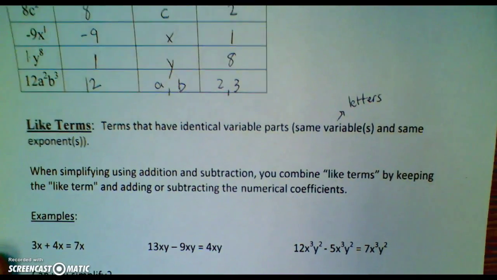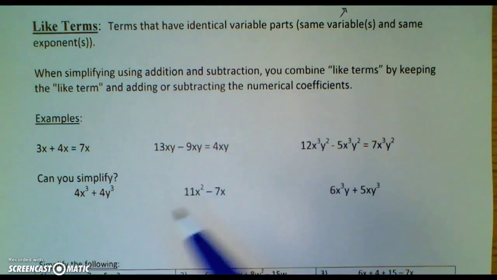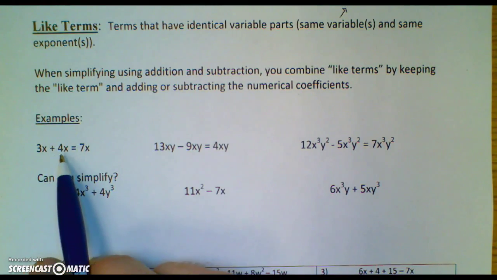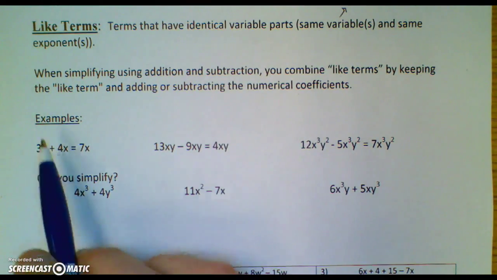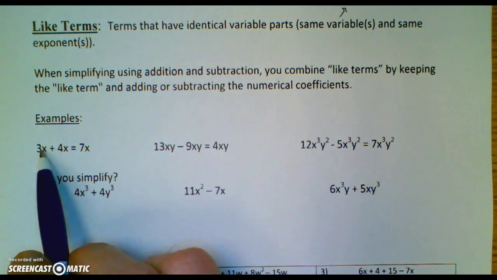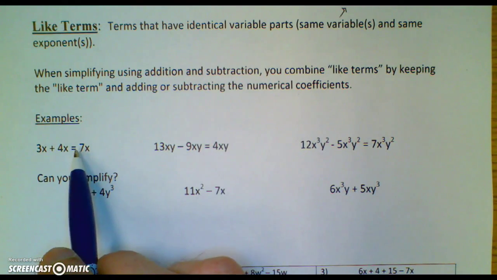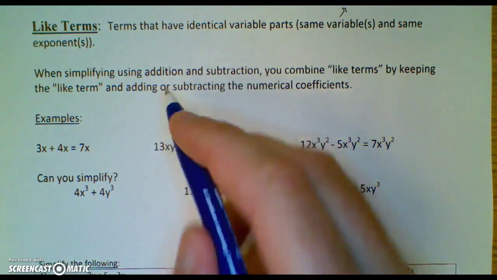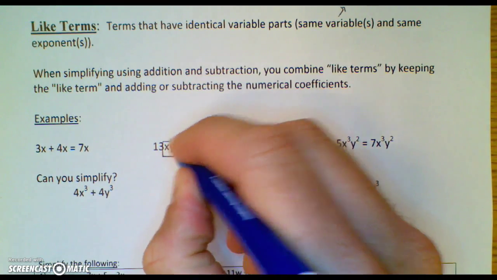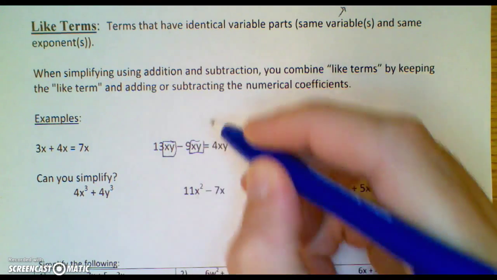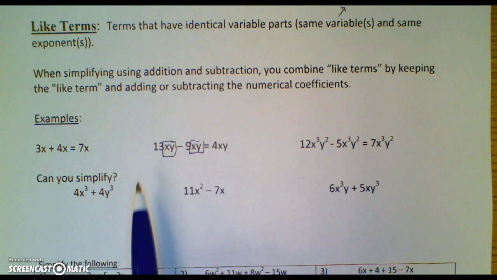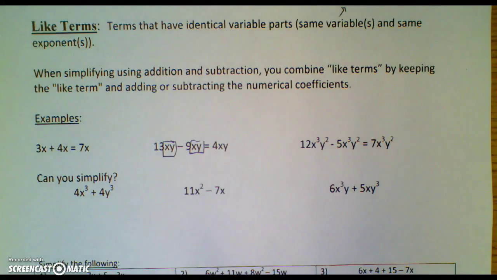So here's a couple examples. I have 3x plus 4x. The x stays the same, I'm just adding the coefficients. 3 plus 4 is 7. Over here, I have xy as my variable, and this one has xy as a variable. Minus 9, which is 4xy.